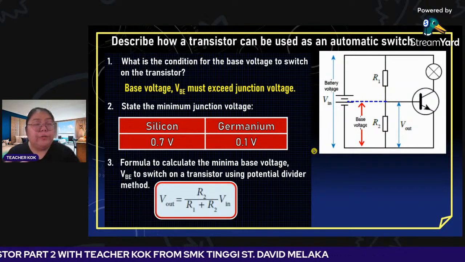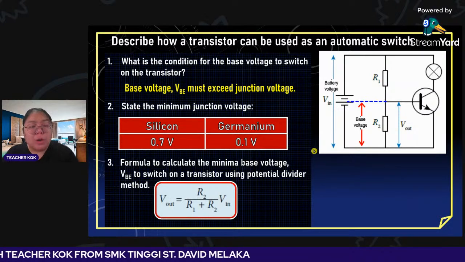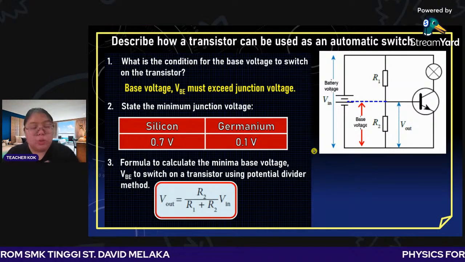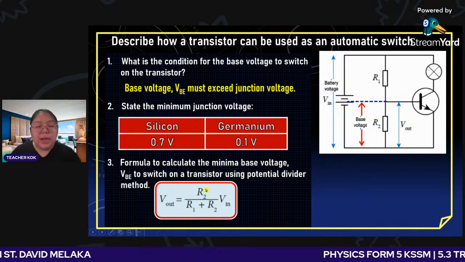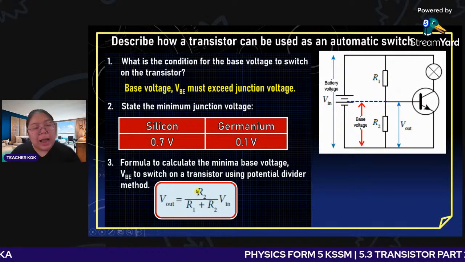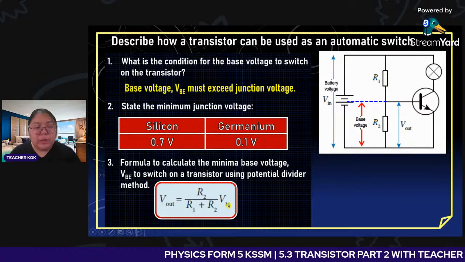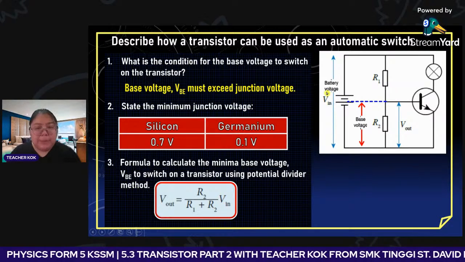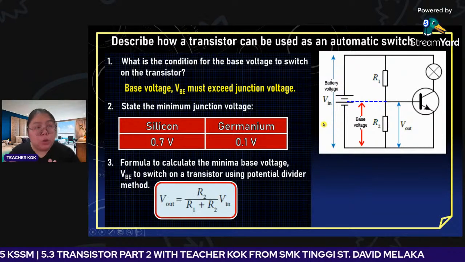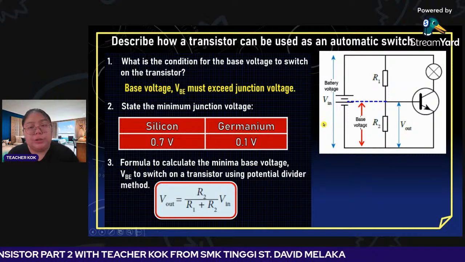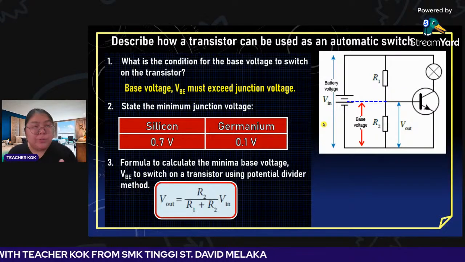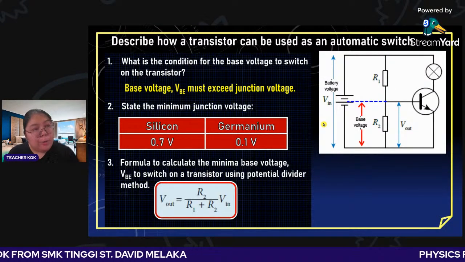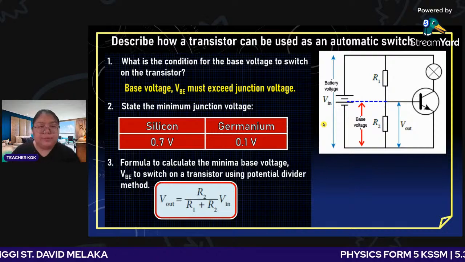Okay, there's a V output. V output normally we mention as V2. Okay, V2 equals R2 over R1 plus R2, then multiply by the V input. V input is the total voltage. Okay, so this is the formula when you want to calculate the output potential difference.